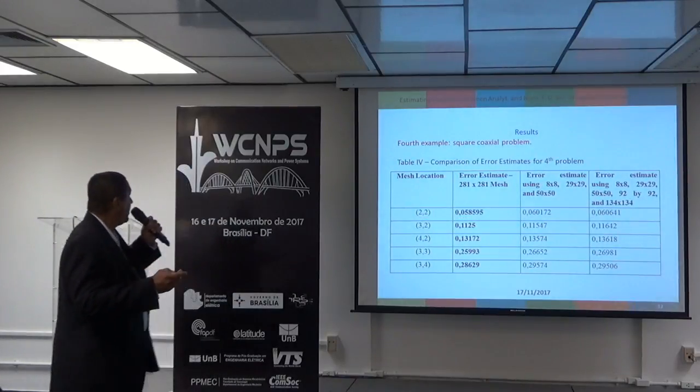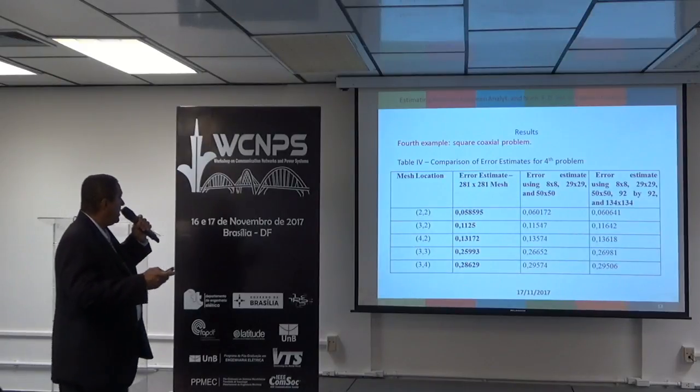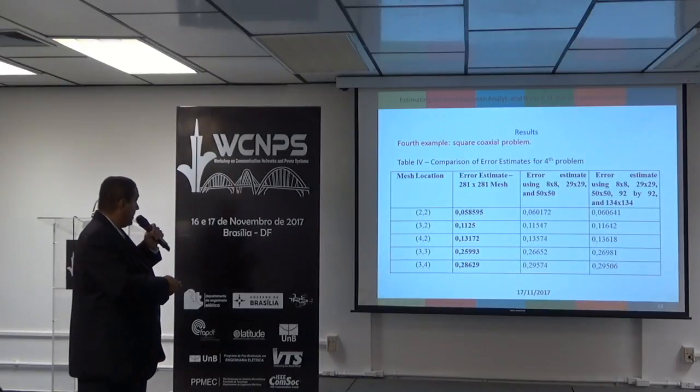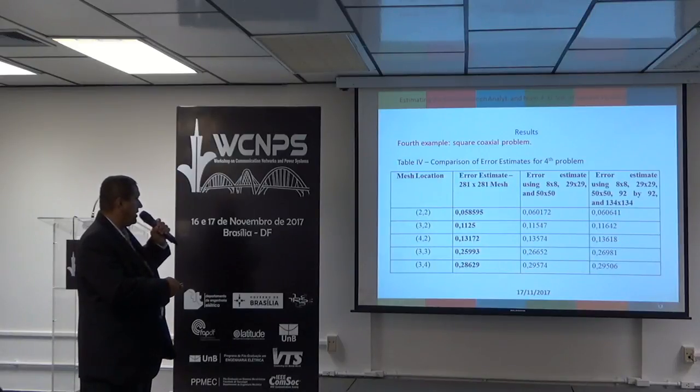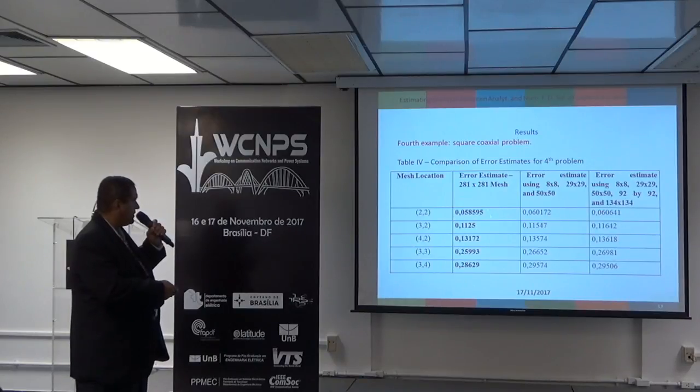And the last problem, a square coaxial problem, and the situation is the same. You have a fine mesh, very fine mesh, 281 by 281, and with five simulations, we have this result, very similar to this one.